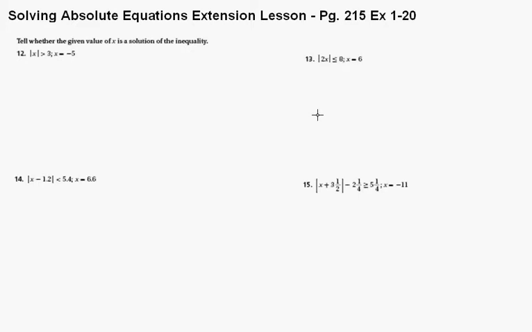All right, on 12 through 15, you're supposed to tell whether the given value of x is a solution of the inequality. In other words, when I replace x with that value, will it make the inequality a true statement? So let's take a look at the first one, number 12.